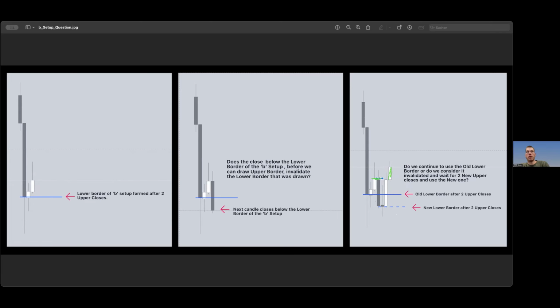No, because we have two lower closes below this upper border, but the two lower closes are below the lowest low after the two higher closes have been made. Understandable? Yeah. So we need two upper closes and we need two lower closes.